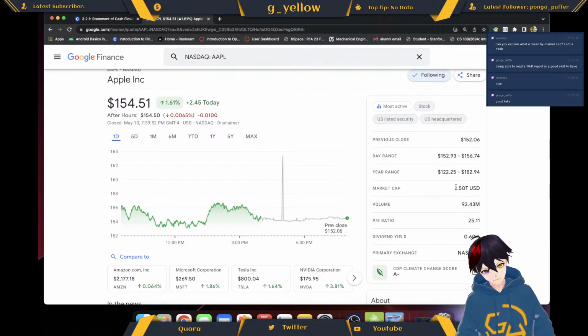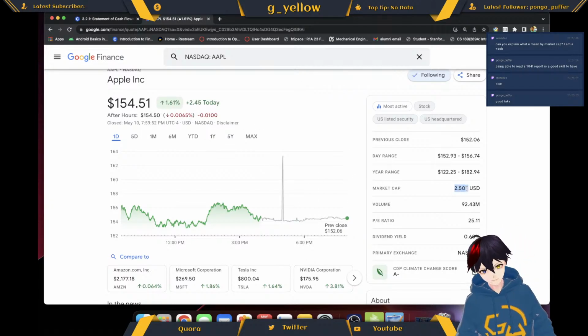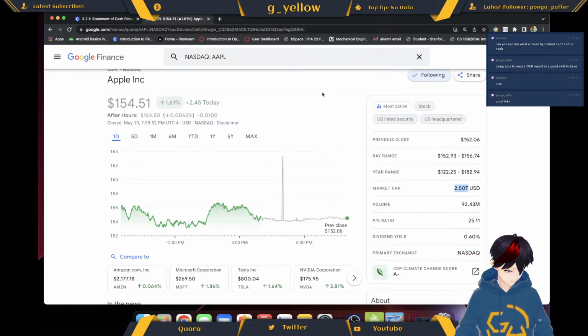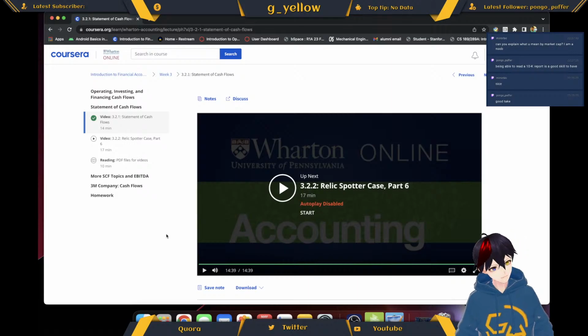I don't know how to see how many shares are outstanding. Hope that makes sense. Basically, let's say there are X number of Apple shares out there. So 154.51, which is the stock price, times X would equal 2.5 trillion. So we can back-calculate what X is. That's the stock market cap. Does that help?